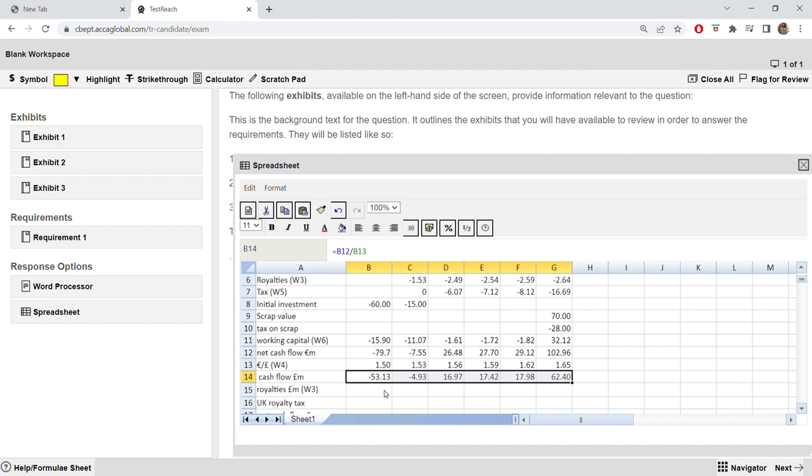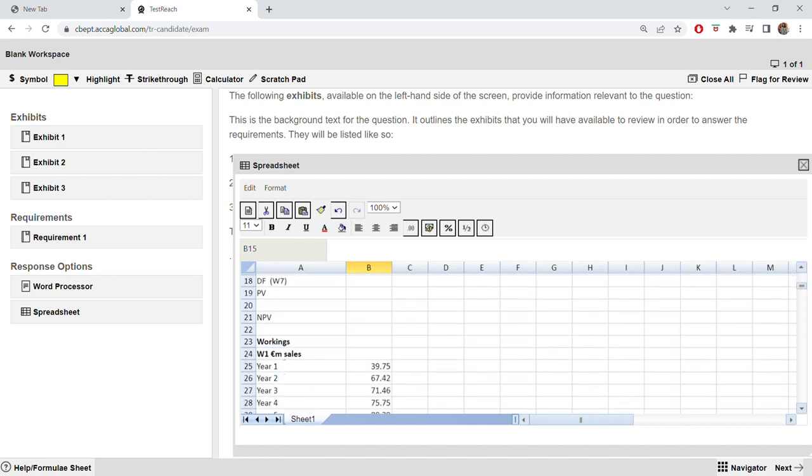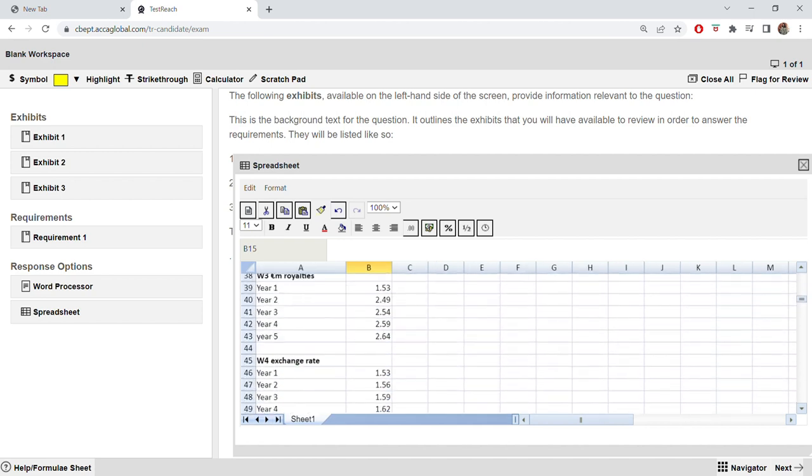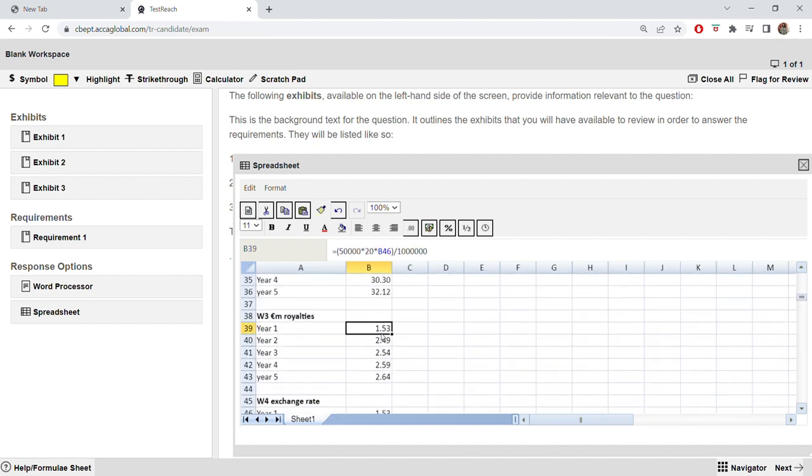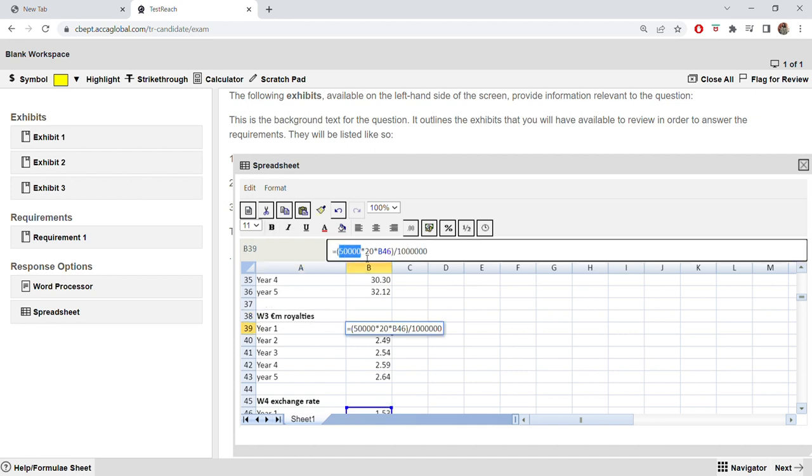Or if you want, go to working three. I will show you. You cannot take this royalties there. This is for the euro. You want in pounds. Now you have come to UK after exchanging. So just click here and see this. Only this much you have to take. 50,000 into 20 will be 1 million. But we have divided 1 million by 1 million in the table because we are dropping the six zeros and showing. So it will be just 1.